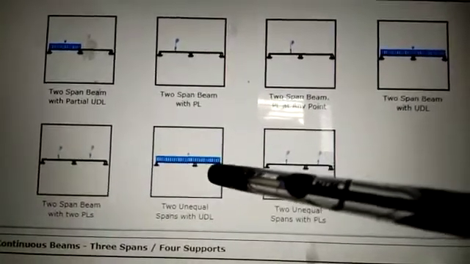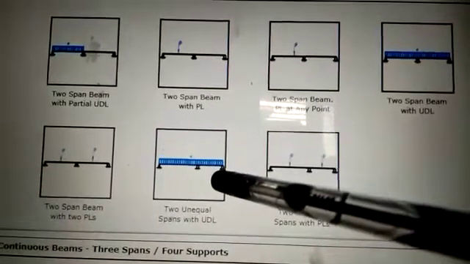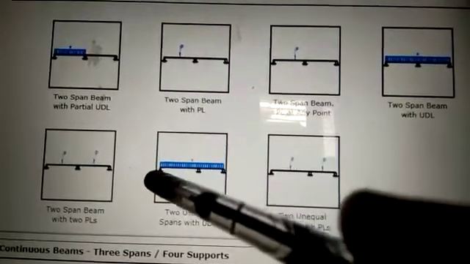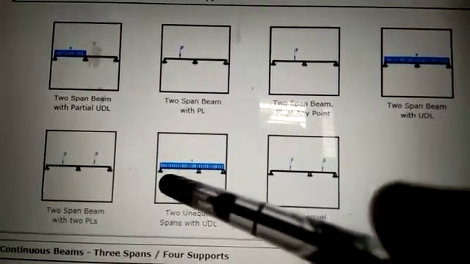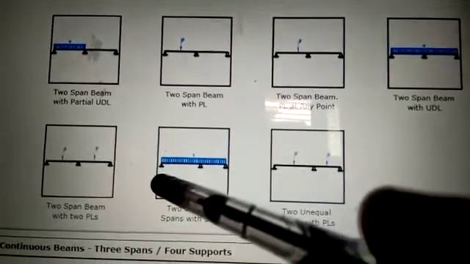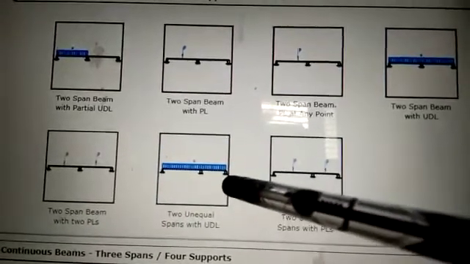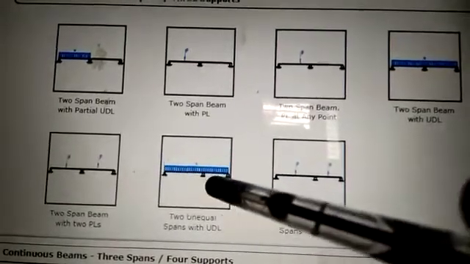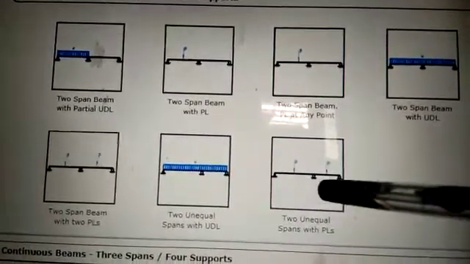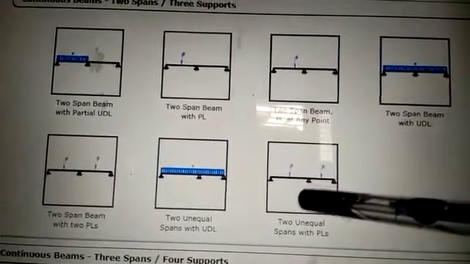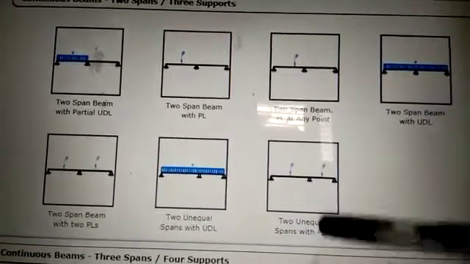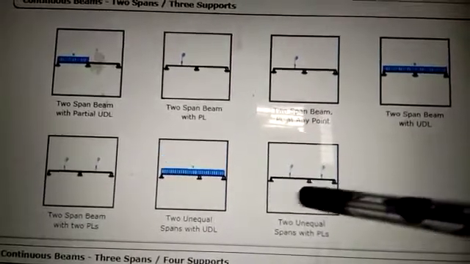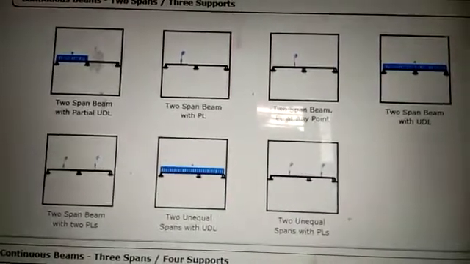Here in this case it is a two span continuous beam, but they are unequally spanned. Unequally spanned means AB and BC are of different length. It is also two unequal spans with point loads. They are unequally spanned, AB and BC are of different length, and two point loads are applied.